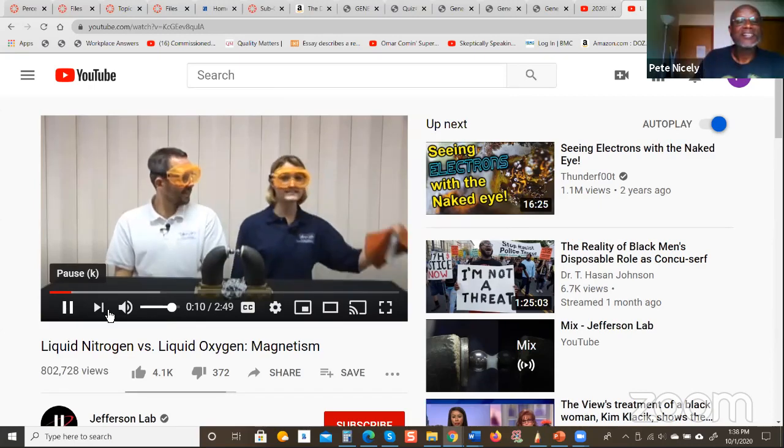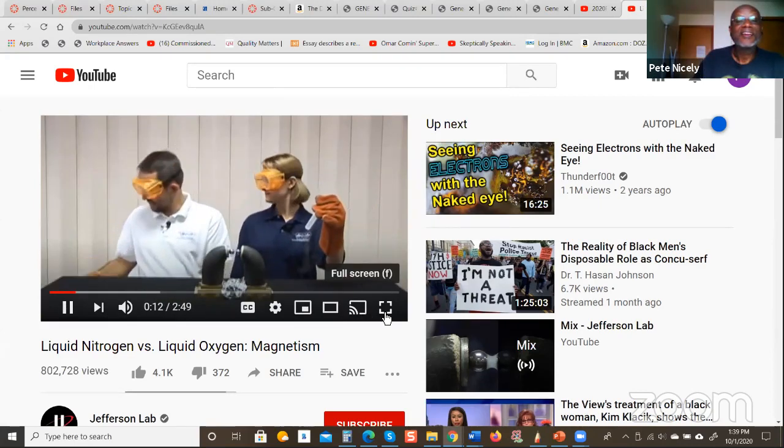Test tube of liquid nitrogen. And this is a test tube of liquid oxygen. Let's see what happens when we pour the liquid past the poles of a strong magnet.